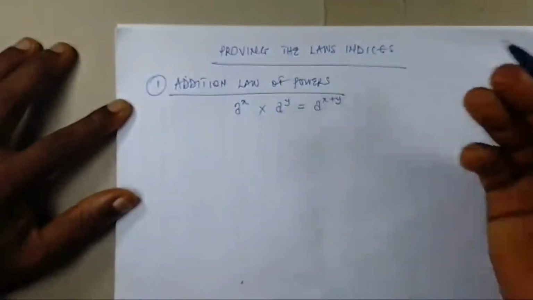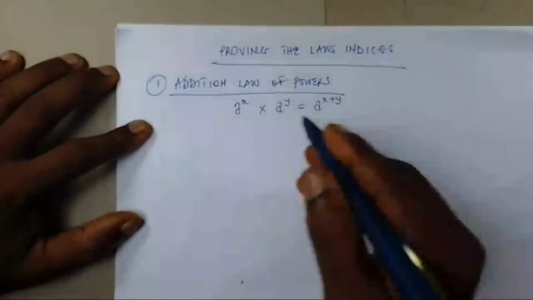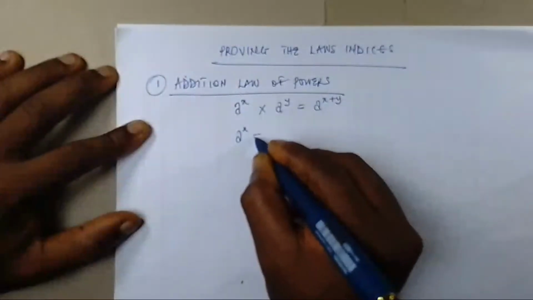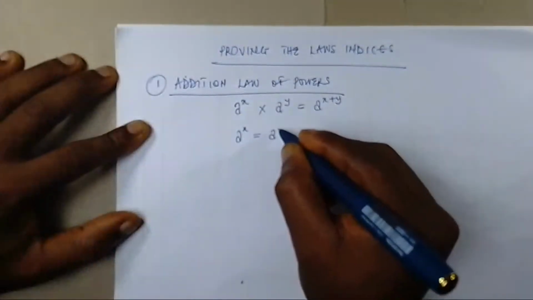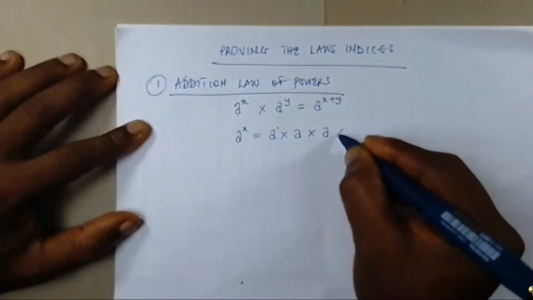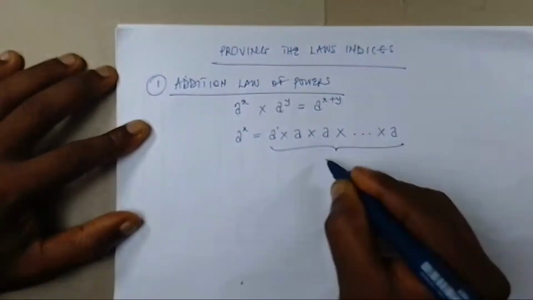So what we are going to be looking at is proving this law. How do we go about doing that? We shall start with recalling that a raised to power x can be written as a times a times ellipsis a, for x number of times.